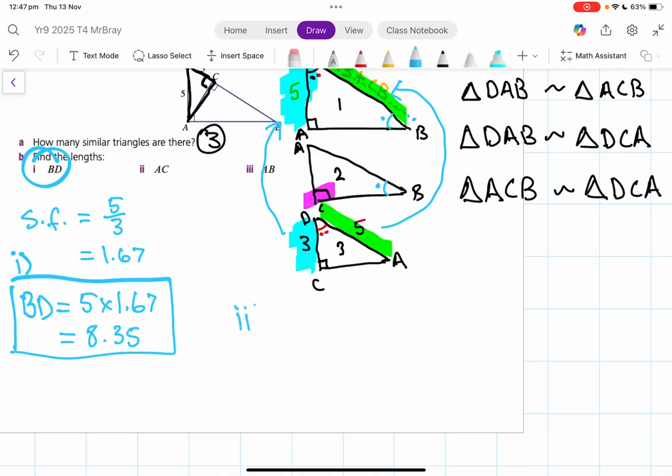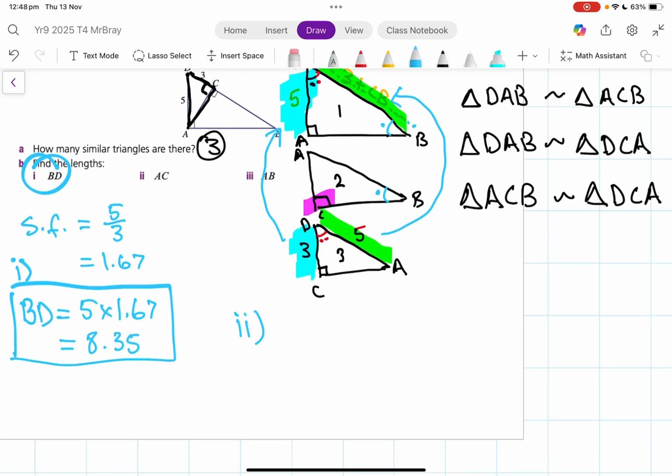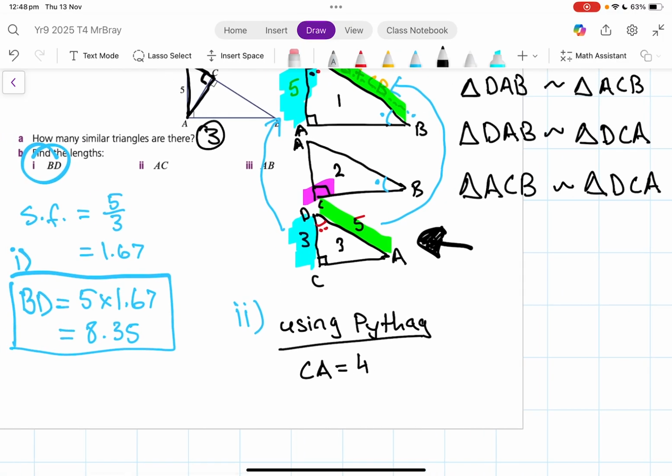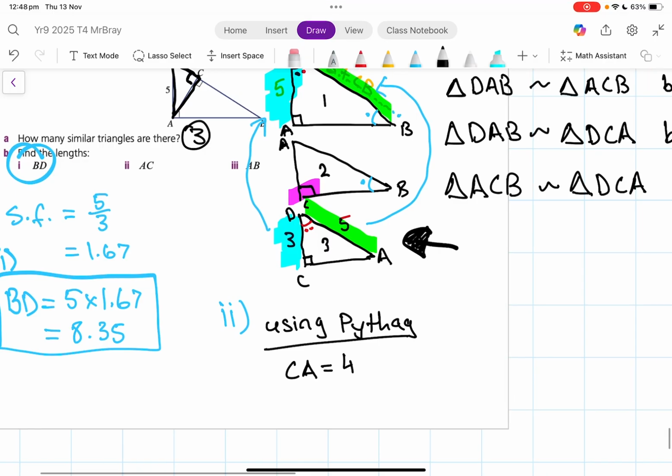For part 2, this is what I was saying at the start. You actually need to use Pythagoras' theorem to solve this. If you look at this triangle here at the bottom, triangle 3, you'll see that we have 2 out of the 3 sides. I'm not going to go into it because you don't need to know Pythagoras for this test. But using Pythagoras, we could say that the length CA is equal to 4. You don't need to know how I got that. If you happen to remember from last term, great. But once again, you don't actually need to remember that.